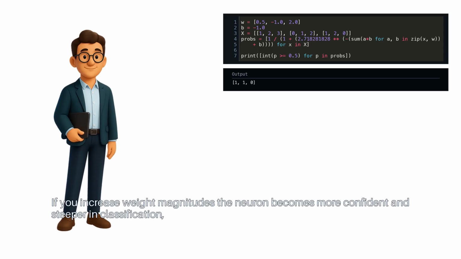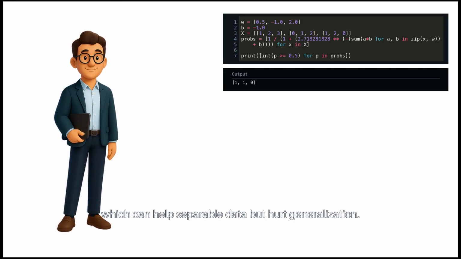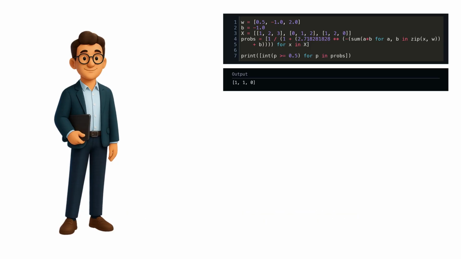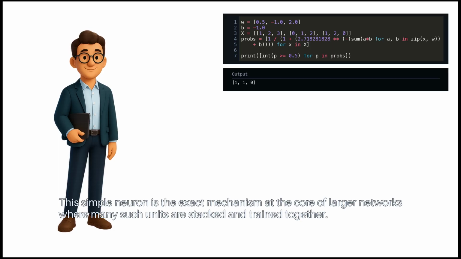If you increase weight magnitudes, the neuron becomes more confident and steeper in classification, which can help separable data but hurt generalization. This simple neuron is the exact mechanism at the core of larger networks, where many such units are stacked and trained together.